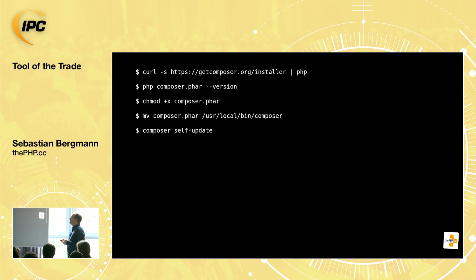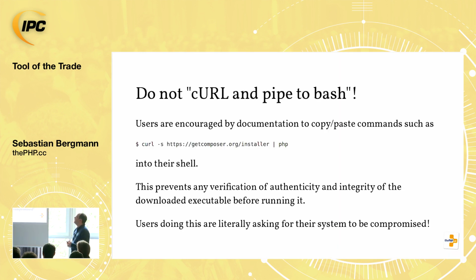You install Composer like this. Last time I checked, this was the suggested way for installing Composer, which I really hate, because you should not curl and pipe to bash. If you do that, you are basically asking for pain and security breaches and whatever. Don't do that. There is no verification of authenticity and integrity involved here. You basically download something and run it. Some people even do that as root. Congratulations, you may or may not have just rooted your system, and somebody else can do whatever they want with your machine. Don't do that.